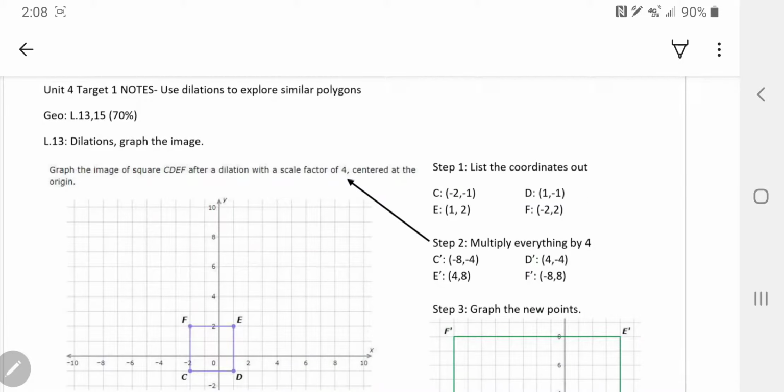Okay, this is Unit 4, Target 1. This is almost the last target. Some of you need this, some of you don't. Remember to look at that email that I sent you. If you don't know if you need this one, let me know and I'll figure it out for you.